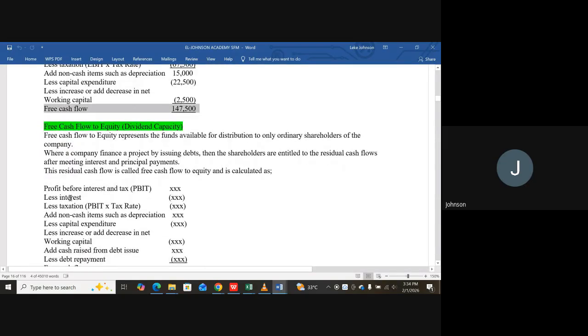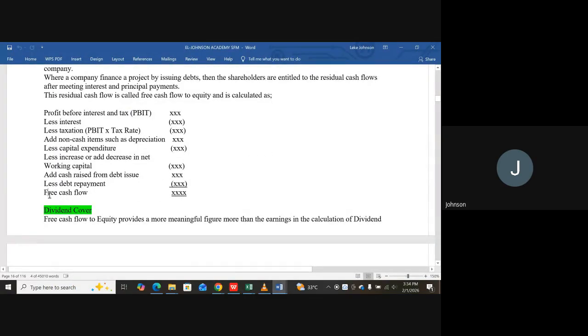We are starting from our profit before interest and tax also. But this time around, we want whatever is remaining to belong only to the equity holders. So what do we do? We settle the debt holders. We less the interest that belongs to them before we now come and less taxation. Then the next step is we add back our non-cash items, which is depreciation. Then we less our capital expenditure as we did before. We less increase, we add decrease in net working capital.